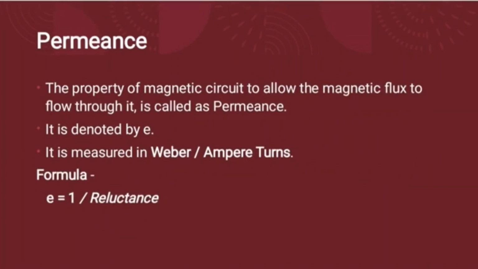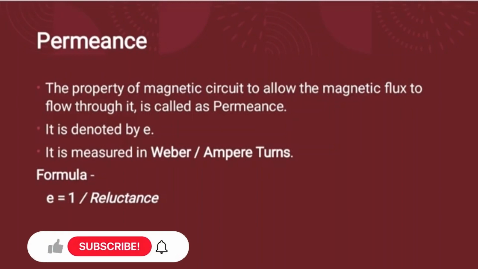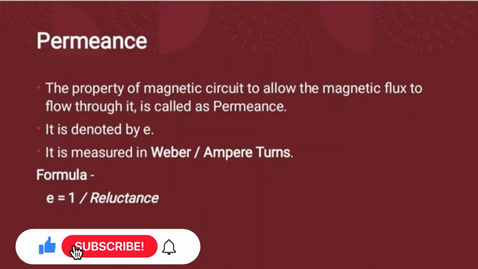The last concept is permeance. In the electrical circuit, we see the conductance, that is G is equal to 1 by R. In the magnetic circuit we have the same concept, which is permeance. Permeance is equal to 1 by reluctance. It is the property of the magnetic circuit to allow the magnetic flux to flow through it. It is totally inverse to the reluctance, and it is measured in Weber per ampere turns.